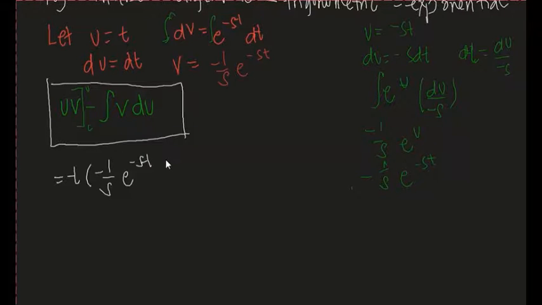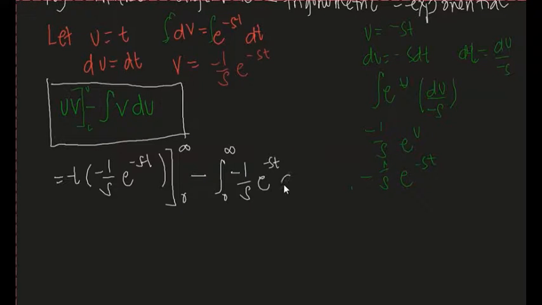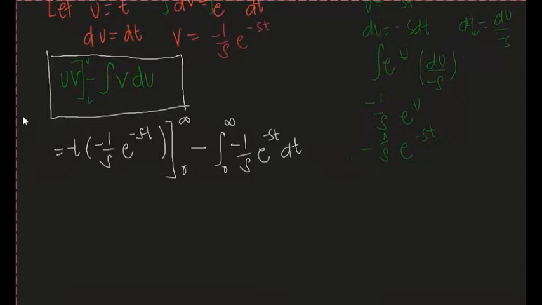So, this will be evaluated from 0 to infinity, minus the integral from 0 to infinity of v du. v is negative 1 over s e raised to negative st, then du is dt. So, we have the two functions.